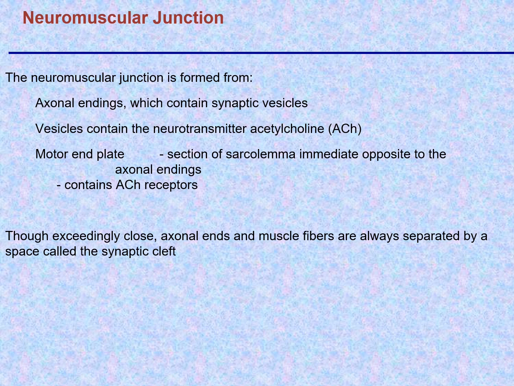So where that axonal ending comes close to the skeletal muscle fiber, that's called the neuromuscular junction, where the end of the axon of the motor neuron meets the skeletal muscle tissue. The area of the sarcolemma, the plasma membrane, in other words, of the skeletal muscle fiber that's immediately across from the endings of the axon, that's called the motor end plate. And on the motor end plate, you have acetylcholine receptors. So those axon endings, even though they're very, very close, they don't touch. There's a space there called the synaptic cleft.